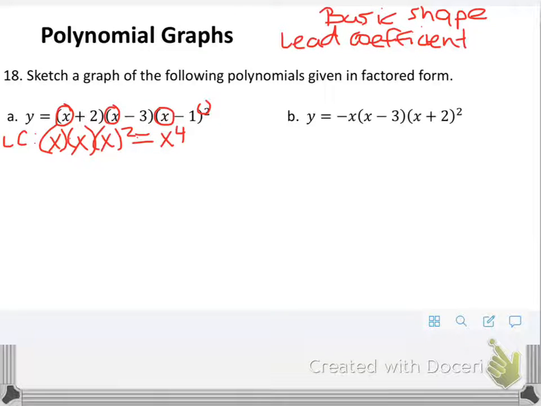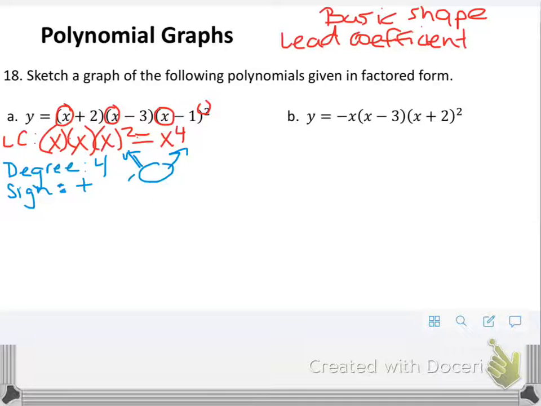Now there's two things we're looking at here from the lead coefficient to help us determine our basic shape. The first one is the degree. And so the degree of this polynomial is 4. Anytime we have an even degree polynomial, that means that the ends are going to point in the same direction. The second thing we're going to look at is the sign of our lead coefficient. And in this case, our sign is positive. So if we're positive, that means we're going to be pointing upwards. So our basic shape, we don't know what's happening in the middle, but we know that the ends are going to be pointing up. The middle could have lots of curves in it, but both ends will be pointing upward.